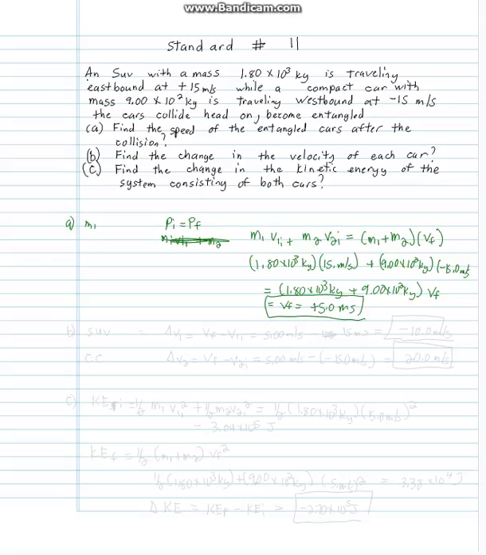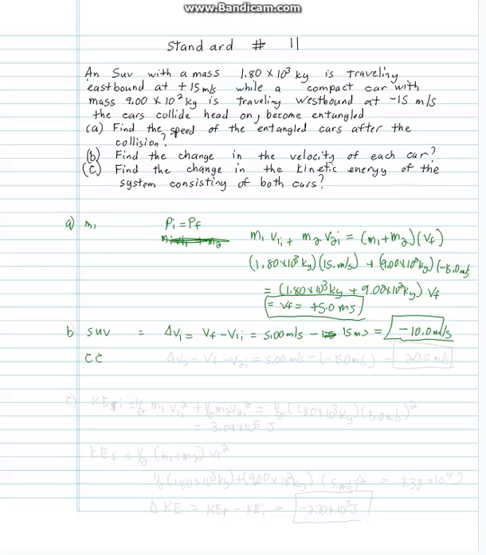that is A. Alright, for part B, we're finding the changes in the velocity. First we're going to do the change for the SUV, and then we'll do the change for the compact car. For the SUV, the change of velocity 1 equals V of F minus V1 initial, which equals 5.00 meters per second minus 15 meters per second, and we get a total of negative 10.0 meters per second. So that's the change in the velocity for the SUV.